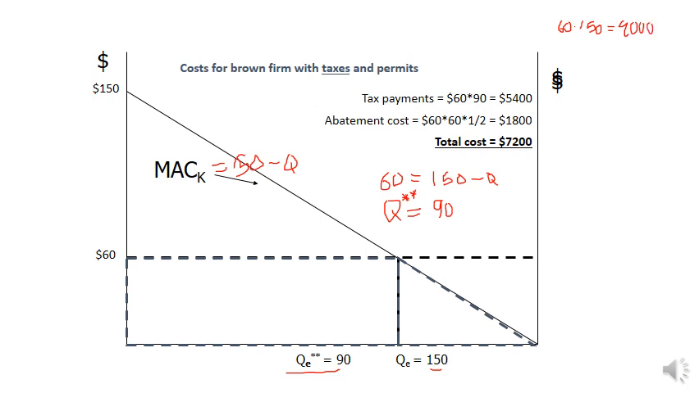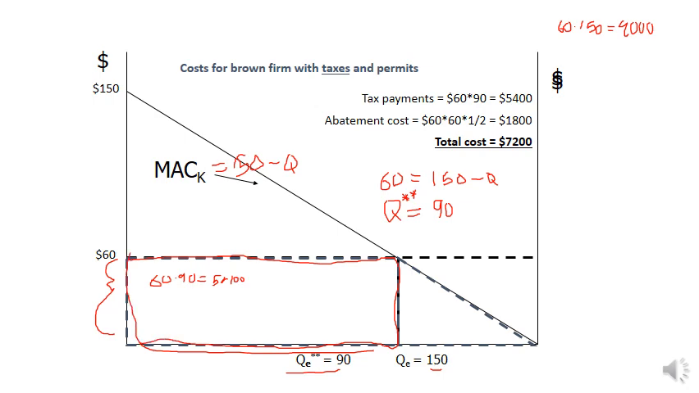So let's see if by abating a little bit and paying a little bit of tax, they can improve upon that. And we've already determined that their optimal emission level is 90 units of pollution. So how much tax are they paying on that? They're paying the $60 per unit tax times the amount they're emitting. So 60 times 90, that's 5,400. And the geometry behind that is just this rectangle, right? It's a per unit tax times the number of units.